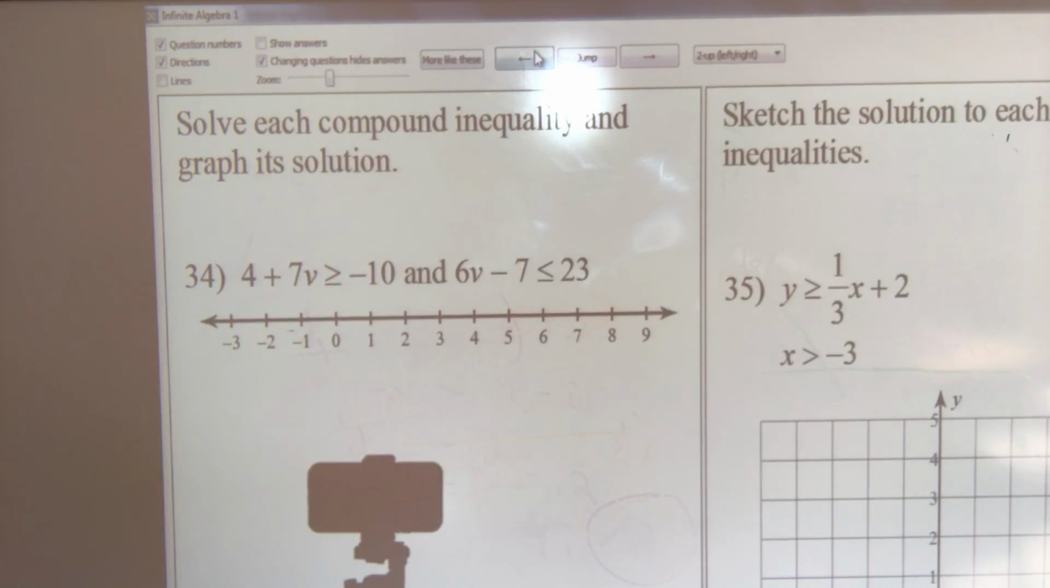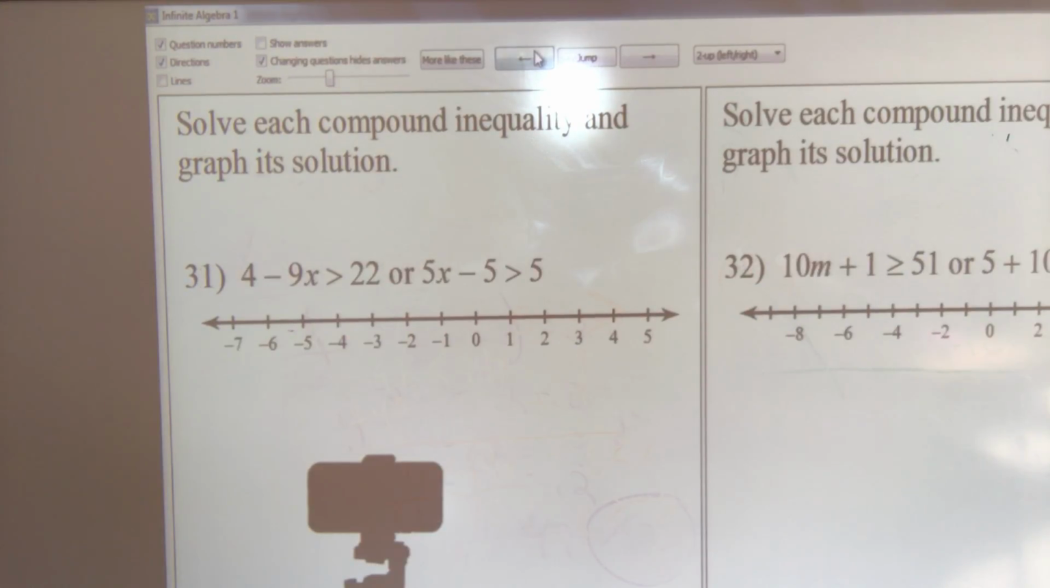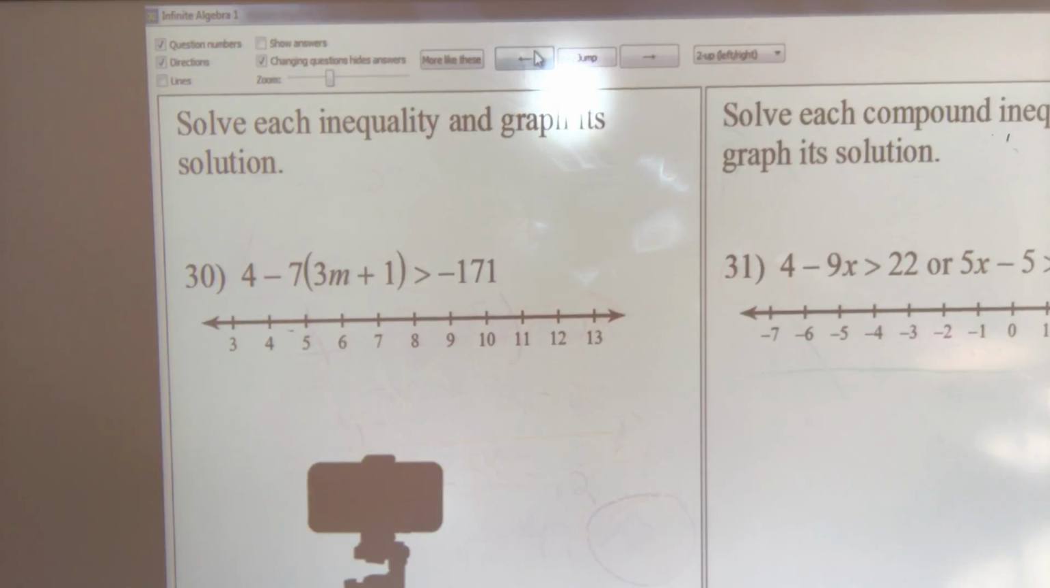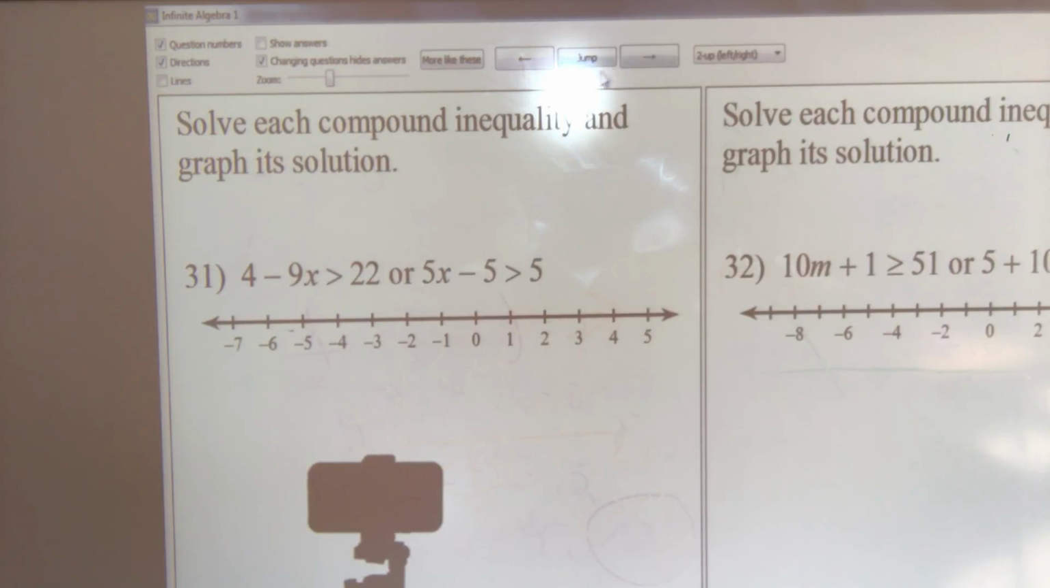You know what? Let's do a compound now that I remember that compounds are there. Do I have a compound on here that's weird? I don't.